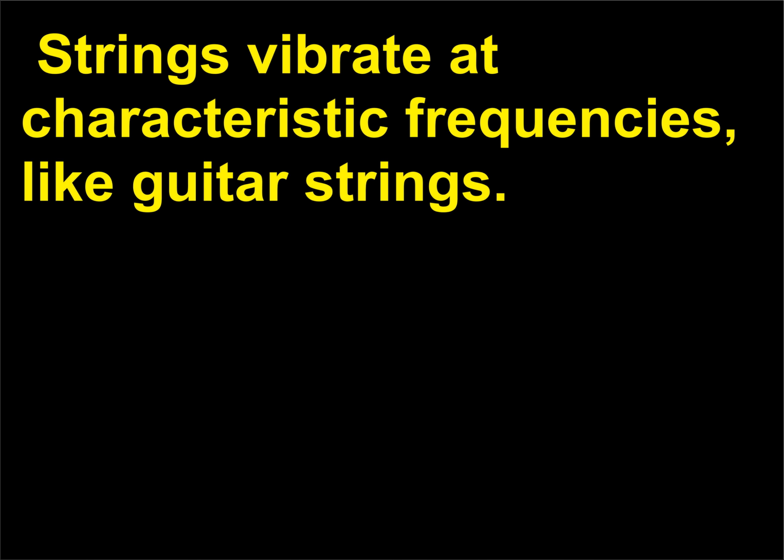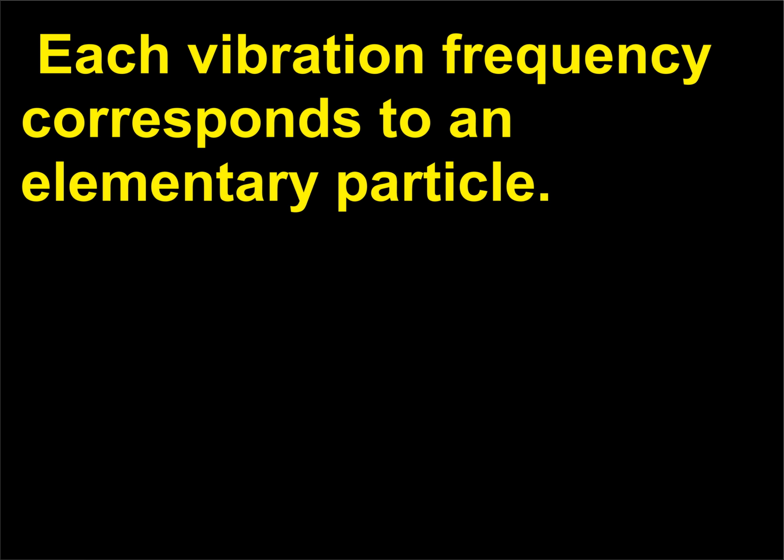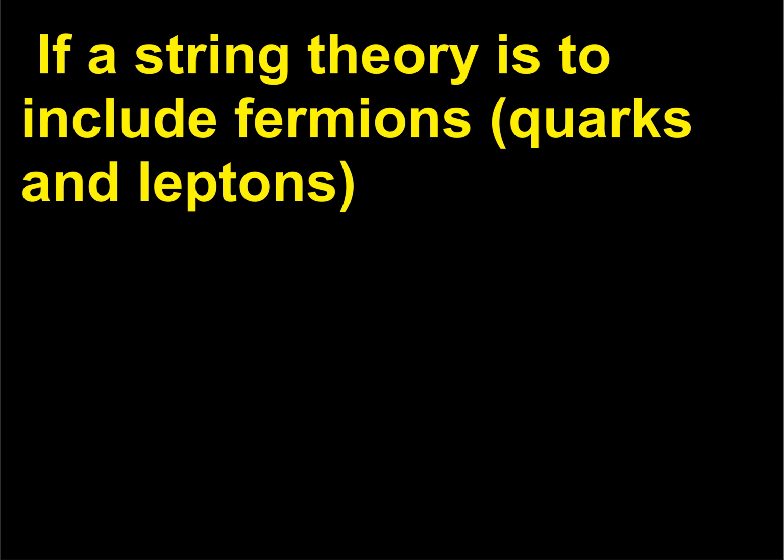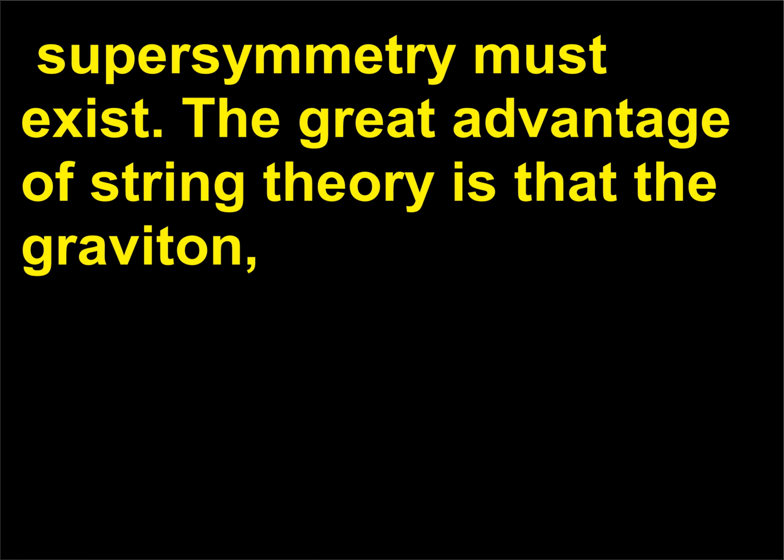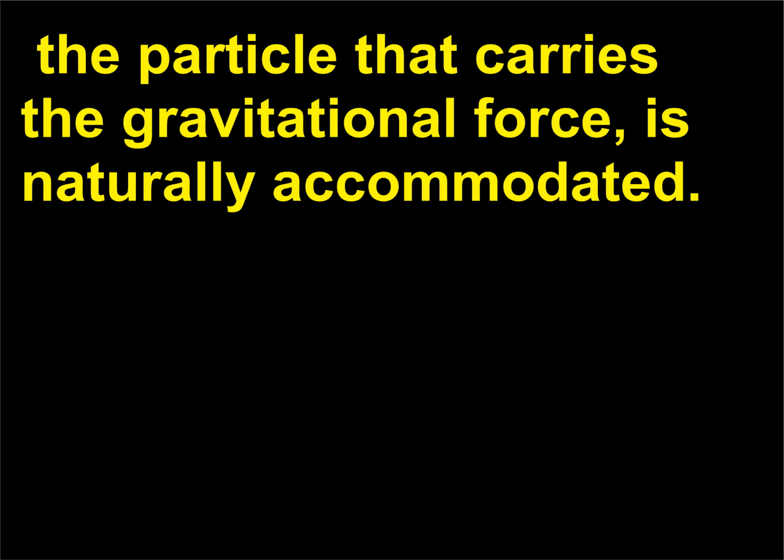Strings vibrate at characteristic frequencies, like guitar strings. Each vibration frequency corresponds to an elementary particle. If a string theory is to include fermions, quarks, and leptons, supersymmetry must exist. The great advantage of string theory is that the graviton, the particle that carries the gravitational force, is naturally accommodated.